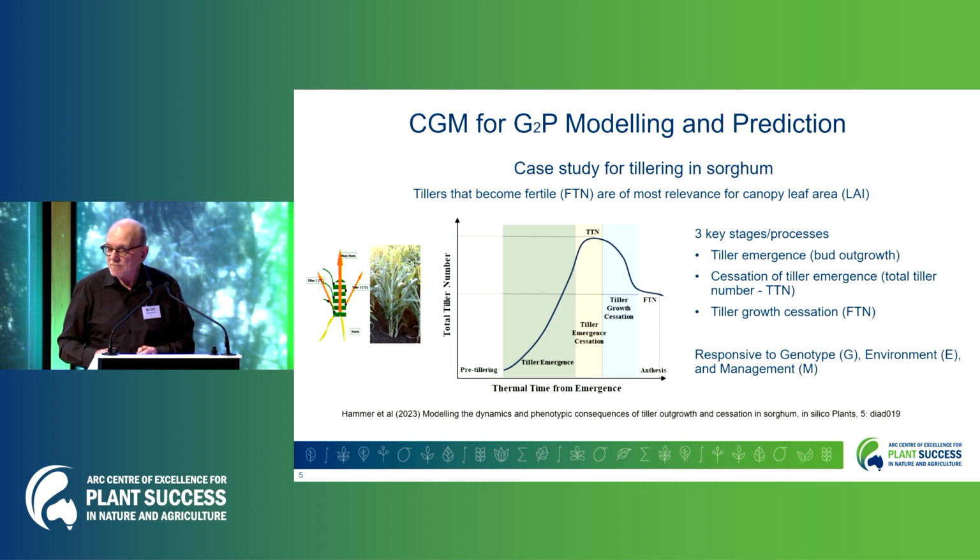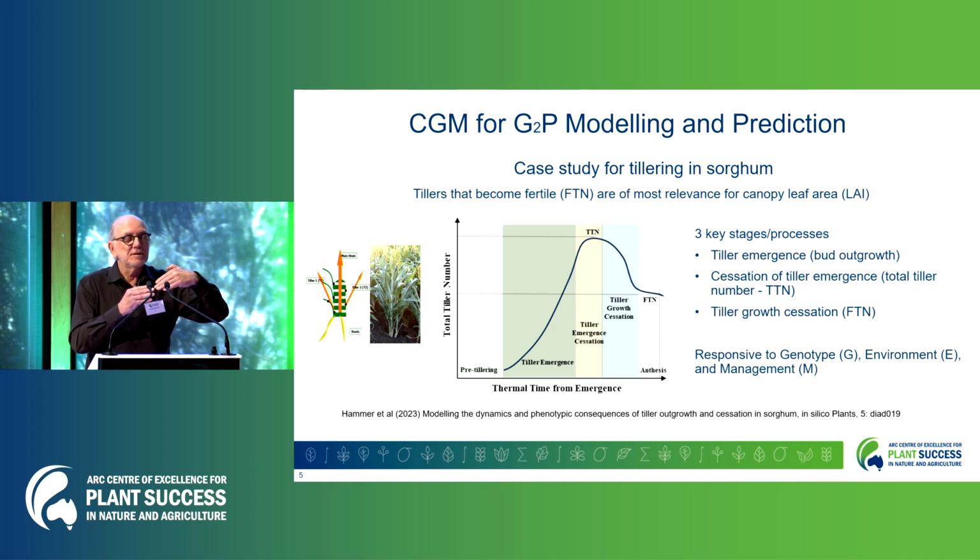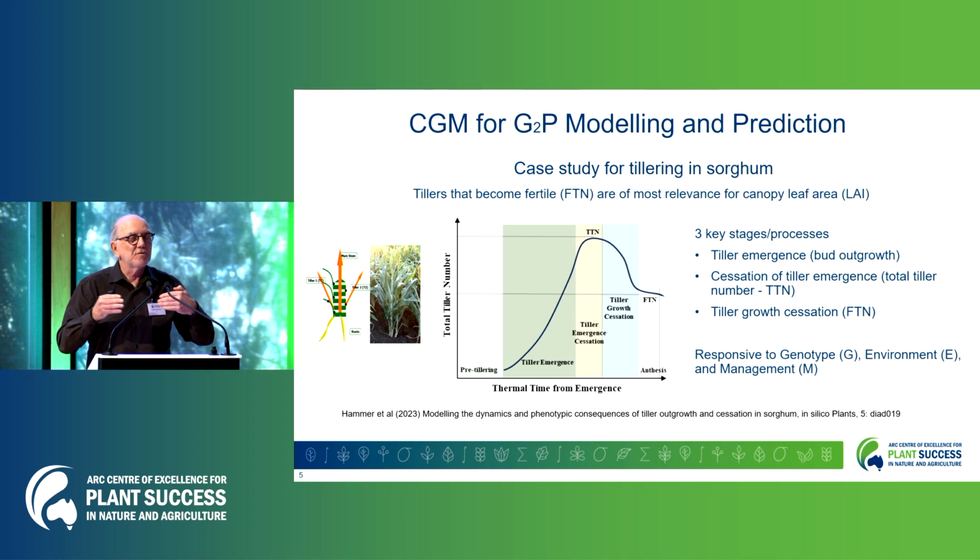And so there are three phases in here: the tiller production to get total tiller number, and the cessation of the outgrowth of those buds at some point, which can be due to plants realising that they've got competitors, and so things like red-far-red ratio will come into play to stop outgrowth of new buds.